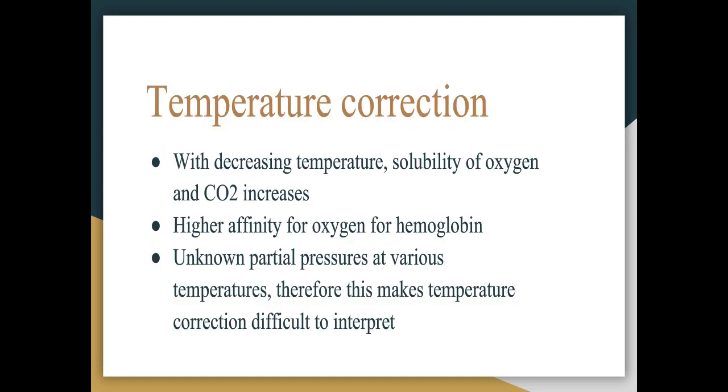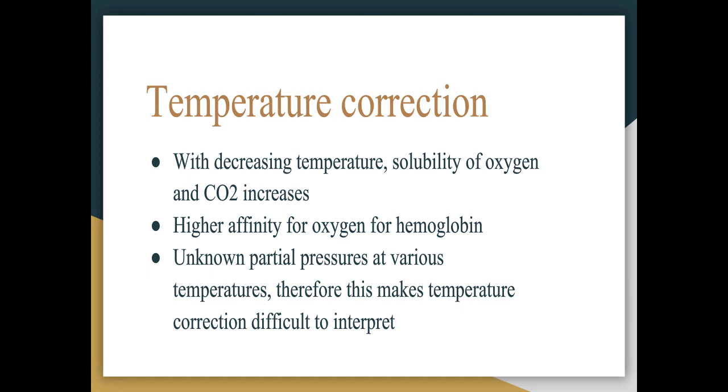Another common debate in blood gas analysis is whether temperature correction is necessary for either arterial or venous blood gas analysis. With a decreasing temperature, the solubility of oxygen and CO2 increases. This results in a higher affinity for oxygen to hemoglobin. This causes increased binding between the two of these, and therefore decreased diffusion of oxygen to the tissues. Therefore, a decreased temperature will result in a decreased CO2, a decreased oxygen, and an increased pH. Therefore, temperature correction would likely be ideal.